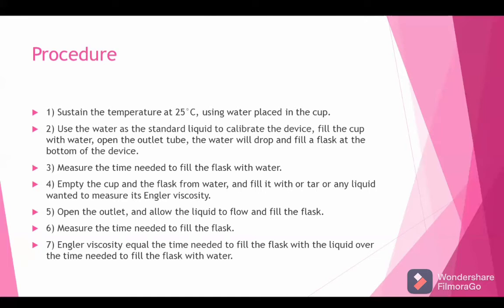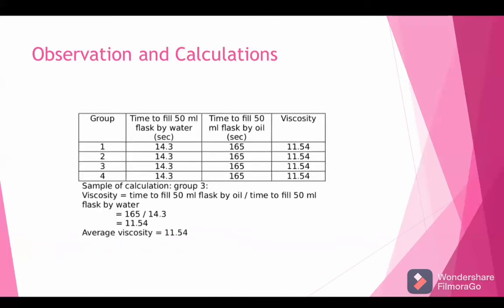Angular viscosity equals the time needed to fill the flask with the liquid over the time needed to fill the flask with water. Next we have observations and calculations through which we can find our specific viscosity. Multiplying with the specific factor, we find 14.3. The time to fill 50 ml of the flask with oil is 165 seconds, and by taking the ratio, we find our specific viscosity, which is equal to 11.54.